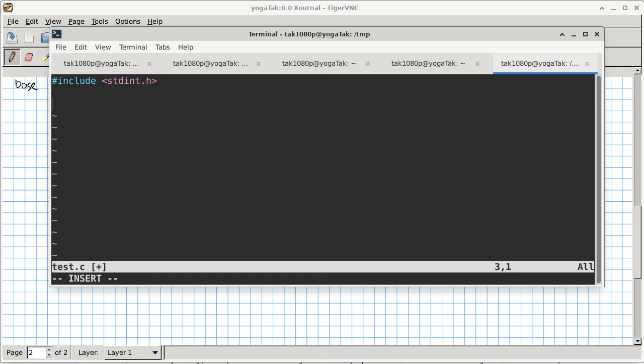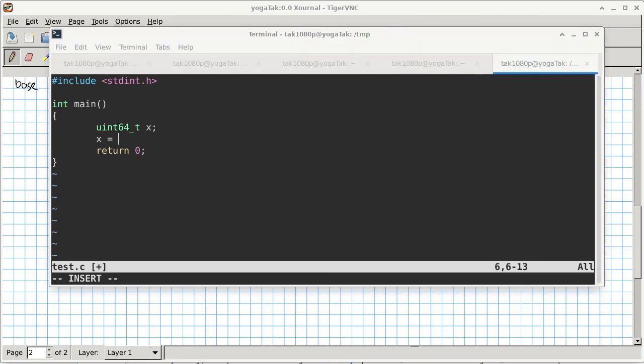The first thing is the library that I call standard integer. That's why it's called stdint. Std is standard, and then int is integer. This gives us a lot of definitions, including typedefs. And here's the main. And it's going to return the 0 at the end. And then now I specify a 64-bit unsigned integer that I would just call x here. And I'm going to say x equals that value that we were looking at earlier.